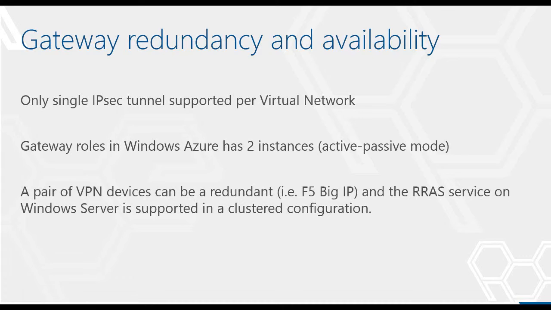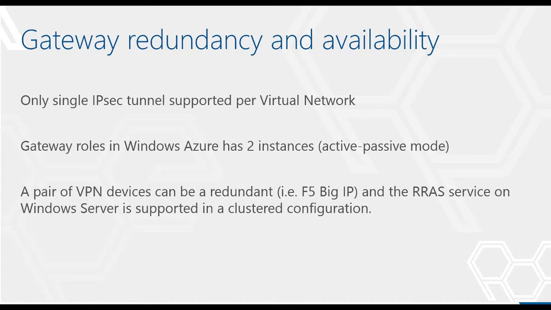Supporting connectivity between Windows Azure sites is possible, though, by routing traffic through an on-premises hub. The gateway created in Windows Azure has built-in high availability. When you create the gateway, there are two instances of the gateway role created. One is active and one is passive, ready for a failure.